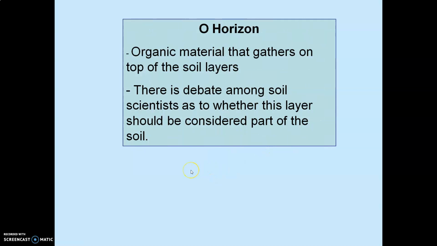We're going to start at the top, and this is the O horizon. The O horizon is made up of the organic material that gathers on the top of the soil. If you've cut your lawn, that would be the grass clippings, or when the leaves fall and don't get raked up and they get all mushed down and broken up and decomposed. This is before they're broken down enough to become nutrients, so you still see them as actual blades of grass.